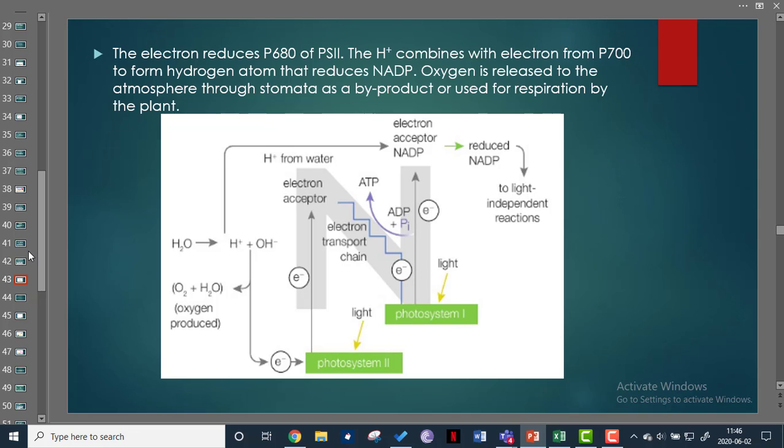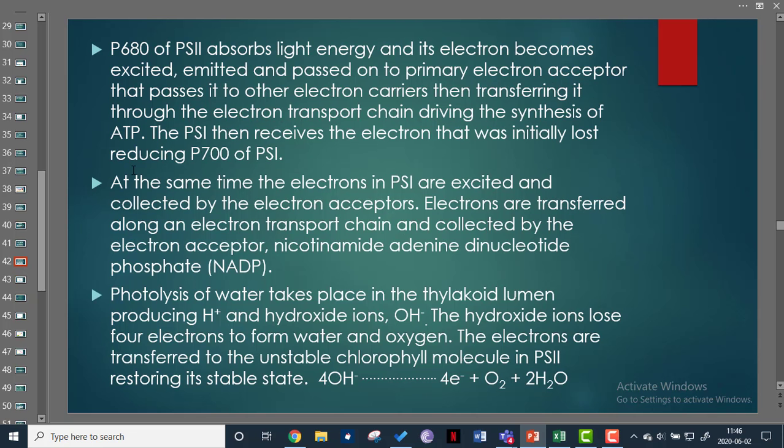Now, if you look at our next slide here, which I was talking about, the P680, to explain further on that diagram, you can see the P680 of photosystem 2 absorbs light energy, and its electron becomes excited.